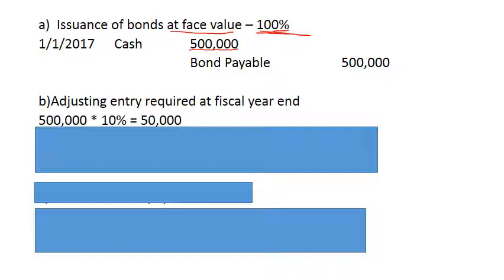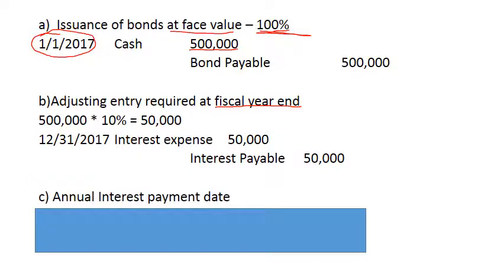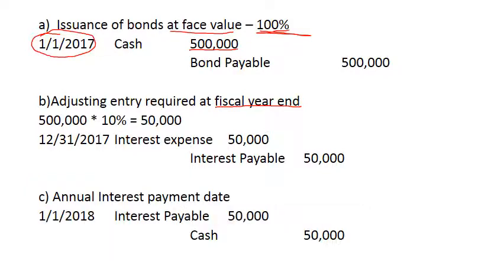Now, because this is at the fiscal year end, it's going to be interest payable. So at December 31st, you'll have interest expense of $50,000 in interest payable. Now, our interest payable date will be 1 year from the date of issue. So the interest payments will all happen on January 1st. So the annual interest payment date will be January 1, 2018. So on January 1, 2018 is when the cash will flow. So the interest payable gets a debit and the cash gets a credit for $50,000.